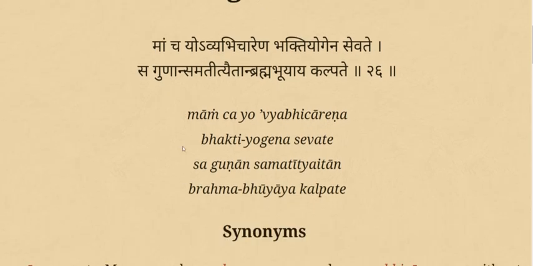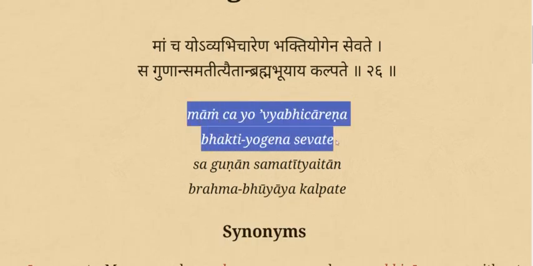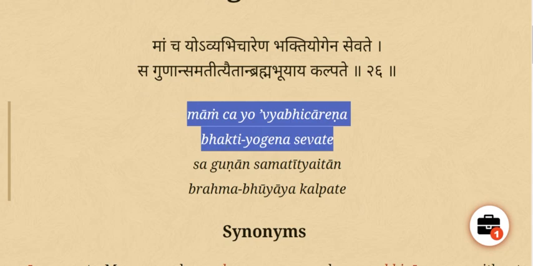Mam ca yo 'vyabhicarena bhakti-yogena sevate. In bhakti yoga, when one does seva, sa gunan samatityaitan, then he can overcome the gunas. So the power is only with the bhakti yoga. The sages, Rishi Munis, they understood this thing and therefore they engaged themselves in bhakti yoga. And that's how they overcame gunas. Okay, that is the answer.